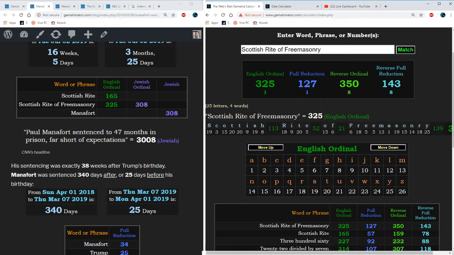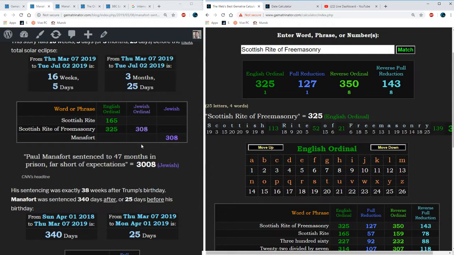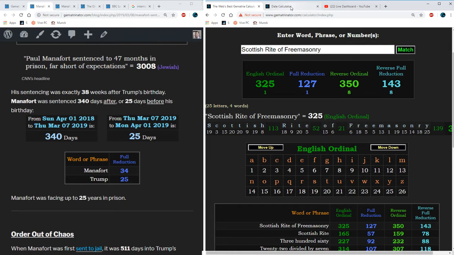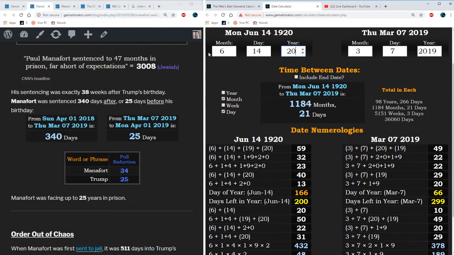CNN, who is well versed in the practice of gematria, gave us a headline that sums to 3008. And since we are talking about numerology and not necessarily mathematics alone, although we are using math to get these numbers, zeros can be ignored. So the 3008, 308, essentially the same number. Donald Trump on this date, speaking of 38, was exactly 38 weeks after his birthday.